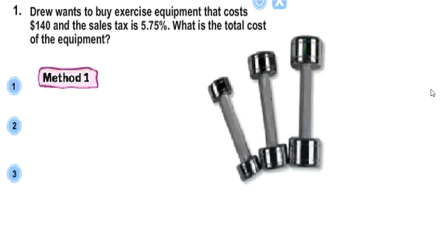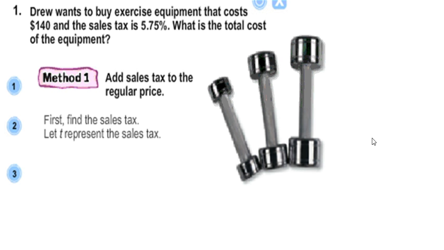Our first example is Drew. He wants to buy exercise equipment that costs $140. Sales tax is 5.75%. They want to know what the total cost is of the equipment. So we know that sales tax is an additional percentage added on to the price that you're supposed to pay. Now, the first method is we're going to add the sales tax to the regular price. So first we have to find the tax, then we're going to add it to the price.